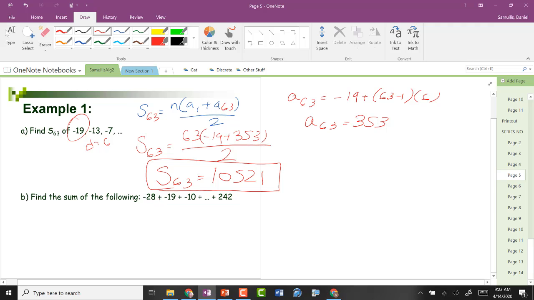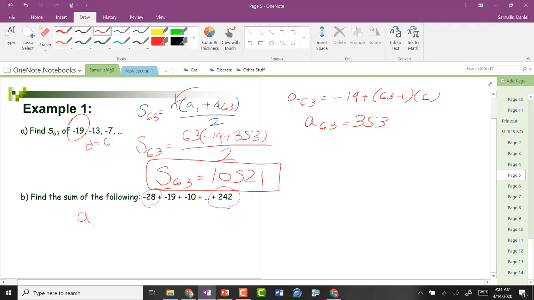A slight difference on that: what's the sum of the following series? Once again, we have the first term. This time I have the last term, but what term does that fall into in my sequence? Where does 242 fall in? Is it the 15th term? Is it the 100th term? That's what we need to know, because you need to know what this n value is.